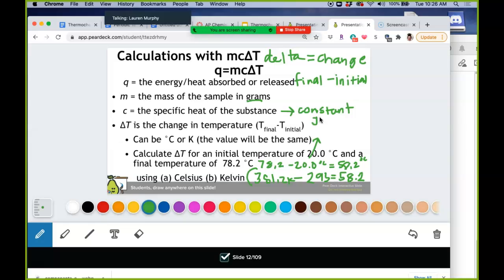So that is why for the specific heat constant, it can be joules per gram Celsius, or it can be joules per gram Kelvin, and there's no conversion between them. These are synonymous with one another for your specific heat constant. Okay?